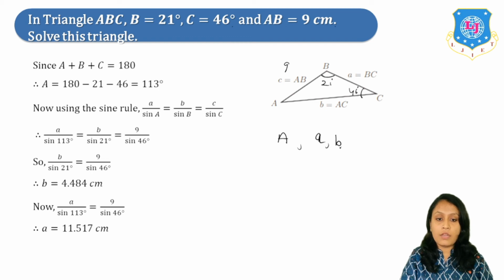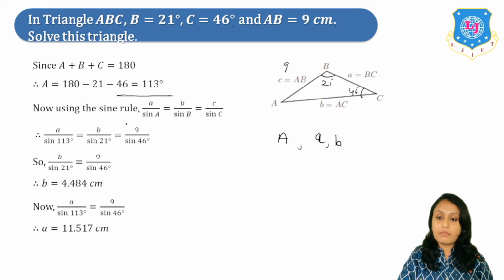And we have to solve this triangle, means we have to find this capital A, and this small a and small b. All right, so we know that the sum of all the angles is 180, so A plus B plus C is 180. Therefore A is 180 minus B minus C, and it is 21 and 46. Substitute, so you will get the answer of A as 113 degree.